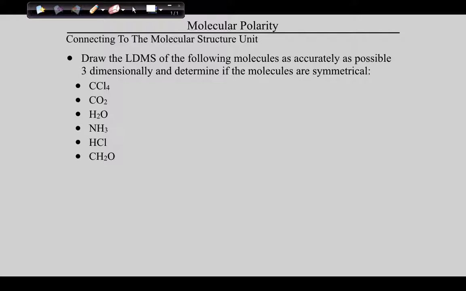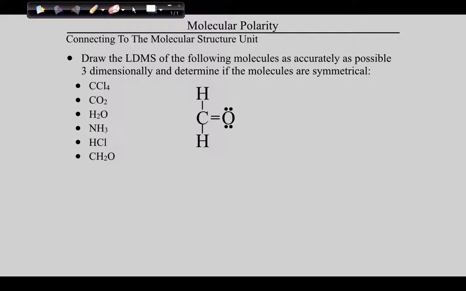So let's try HCl. HCl looks like this. It really looks like that. What can we do to make that one better? Nothing. So what about this? CH2O. Guys, how many domains are on that central carbon?